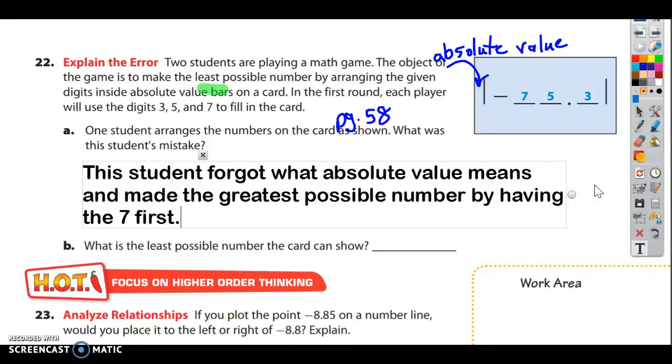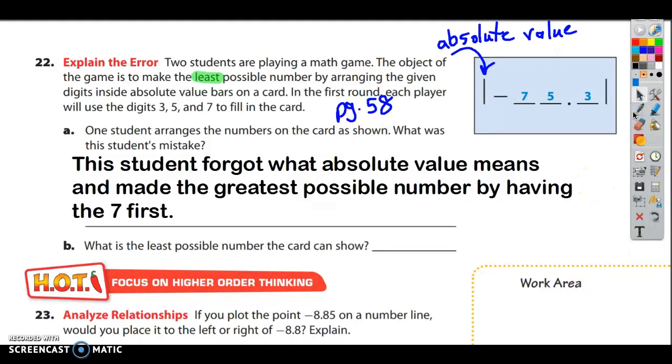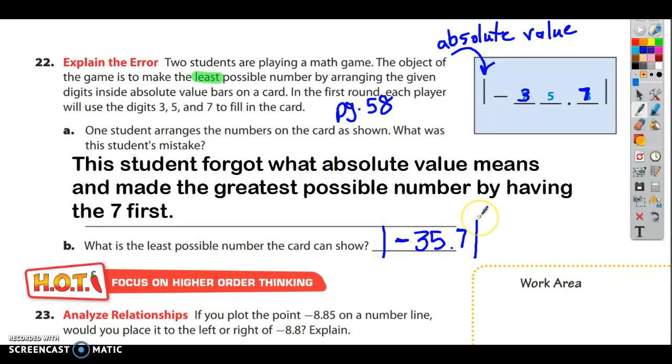So question B is a follow-up to this. If putting the 7 first makes the largest possible value, what number do we want to put there? Well, actually, we just want to switch the 7 and the 3. We want the 3 to go here, and we want the 7 to go here. And then I would get a value of 35.7 spaces away from 0. What is the least possible number the card can show? Using the absolute value bars, we'd want it to be negative 35.7. Alright, good. We are done with question number 22. Let's move on.